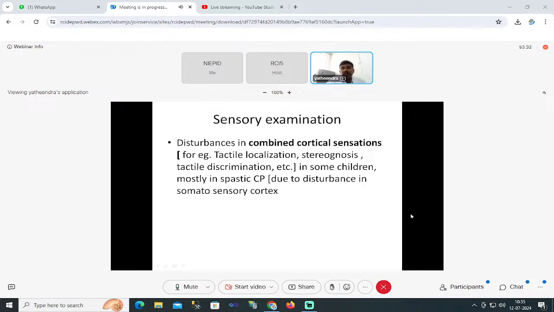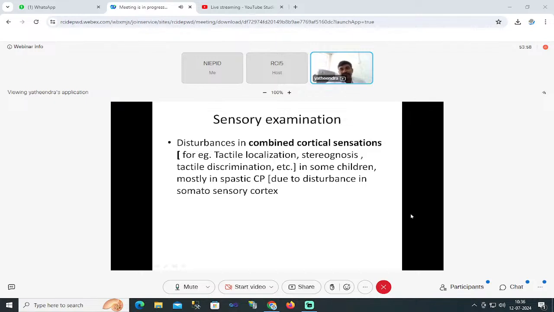Then stereognosis is a sensation where we are able to identify familiar objects. For example, we ask the patient to close the eyes, and we keep a familiar object like a pen, pencil, or mobile phone in the hand, and ask the patient to identify it. That is called stereognosis.